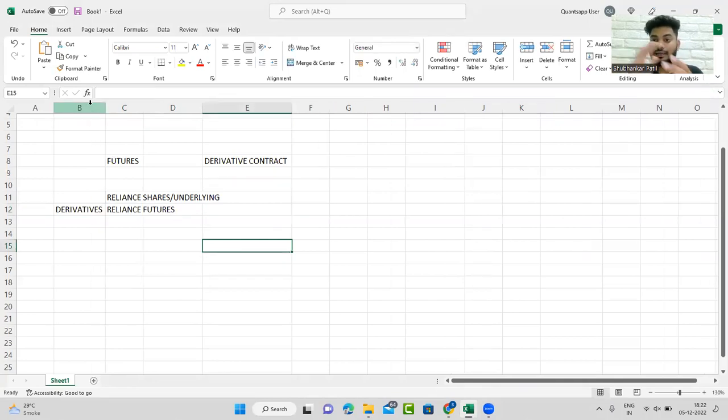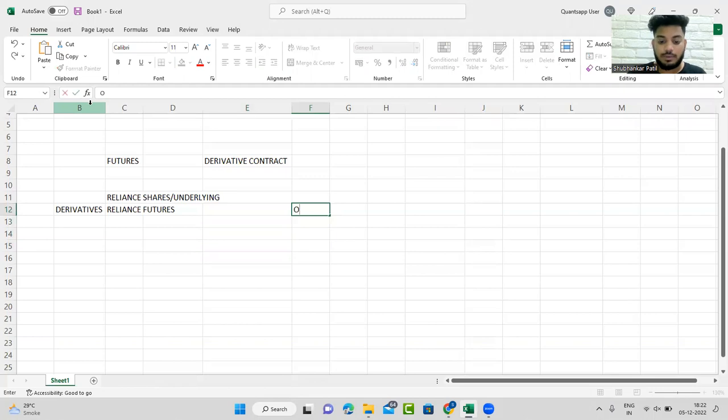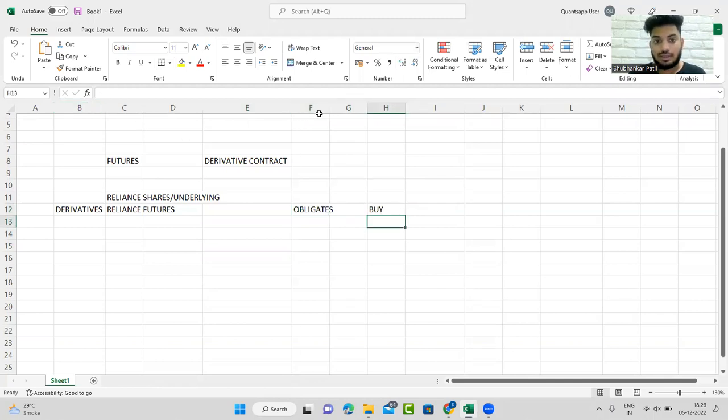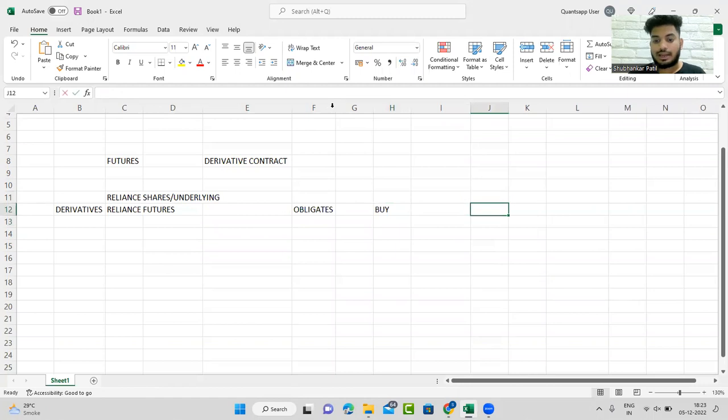One thing you should understand is that futures are a contract. They are not the underlying itself. They are a contract. What type of contract is it? It is a derivative contract. Now it obligates buyers to buy, right? It obligates buyers to buy. That means if you are buying Reliance's futures contract, you are obligated to buy Reliance's shares. If you have sold Reliance's futures contract, you're obligated to sell Reliance's shares.